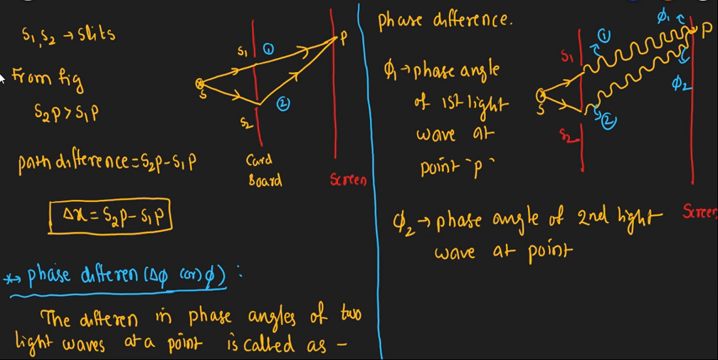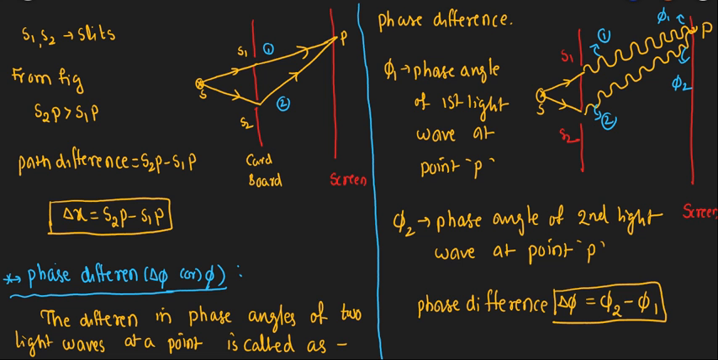Now, what is the phase difference? Phase difference is nothing but a difference in phase angles. We can write this as delta phi equals phi 2 minus phi 1. This is the phase difference. Sometimes we write simply phi equals phi 2 minus phi 1 also.